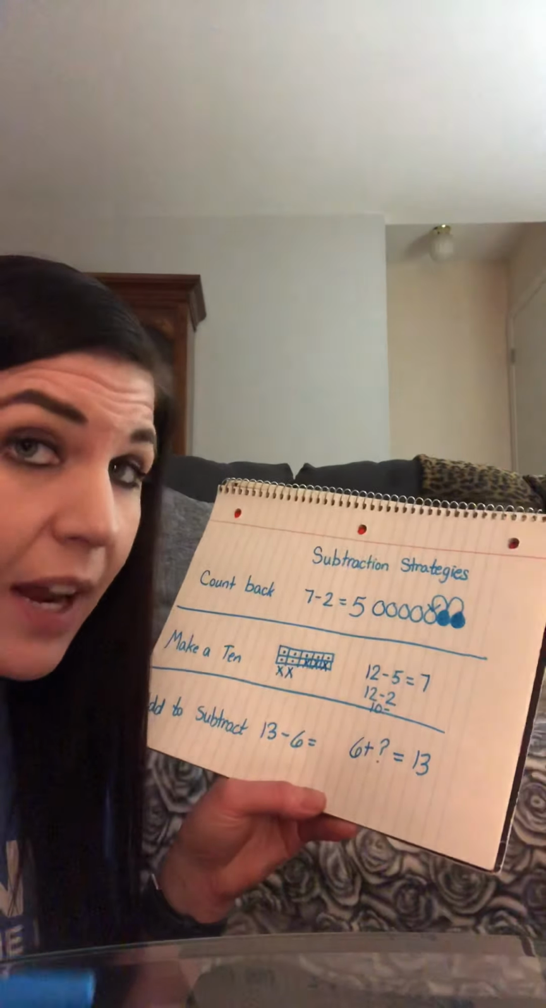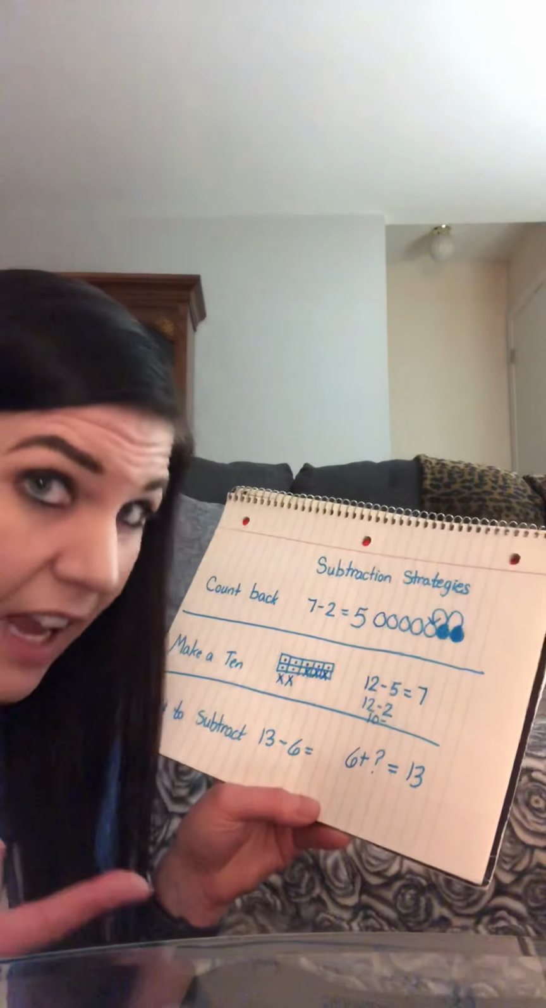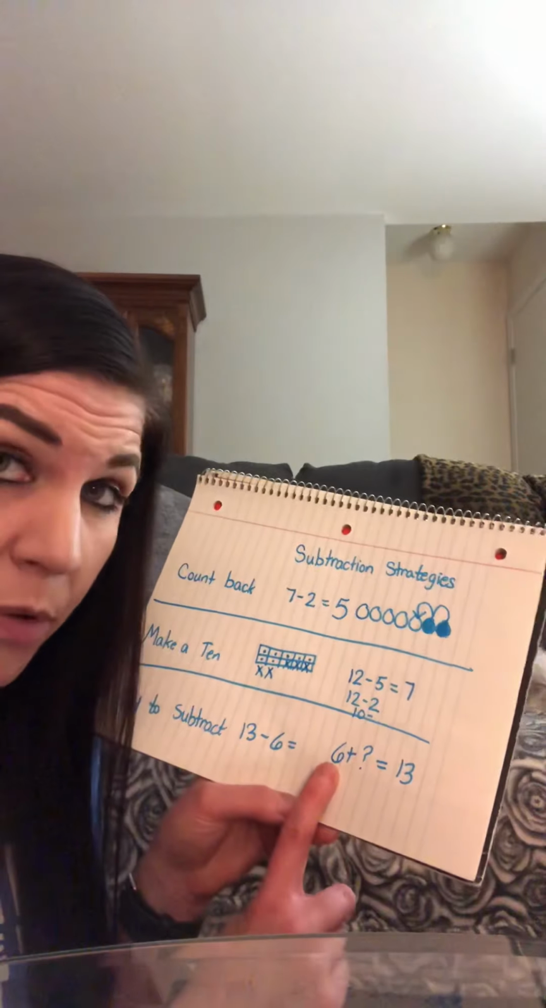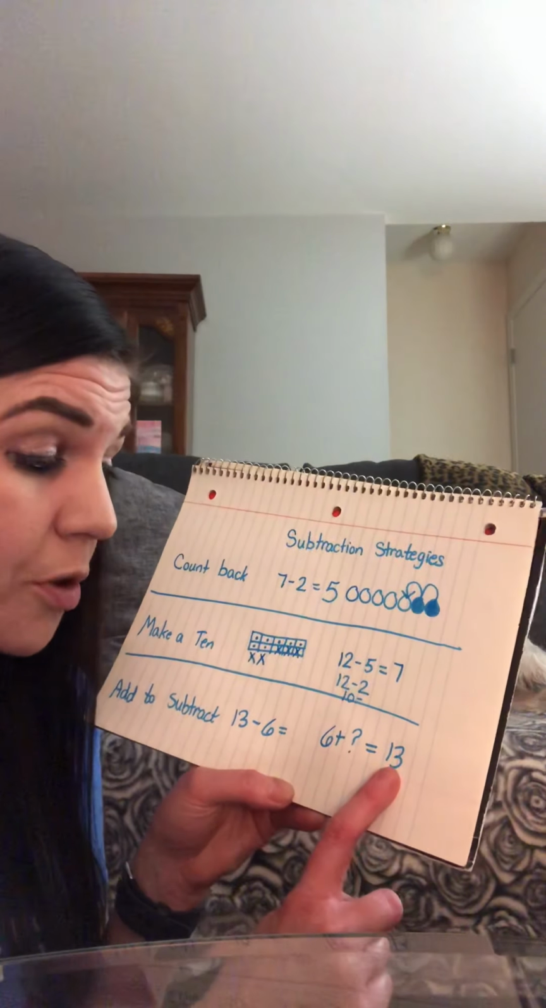To figure that out, I need to count on using one of my addition strategies. So I'm going to put 6 in my brain and count on until I get to 13. Let me put this down to do that. 6, 7, 8, 9, 10, 11, 12, 13.